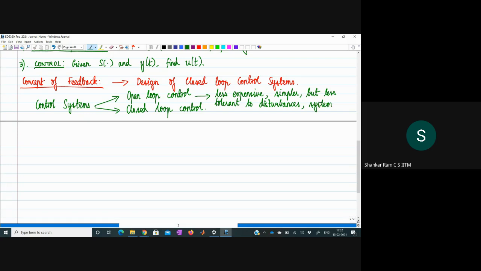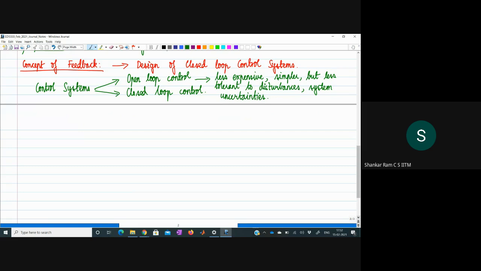Right. So that's the flip side of open loop control. What we are going to learn in this particular course is closed loop control. Closed loop control has feedback. Obviously, it is more complex and costlier, but one can tolerate and compensate for disturbance and system uncertainty. So that's the advantage of closed loop.